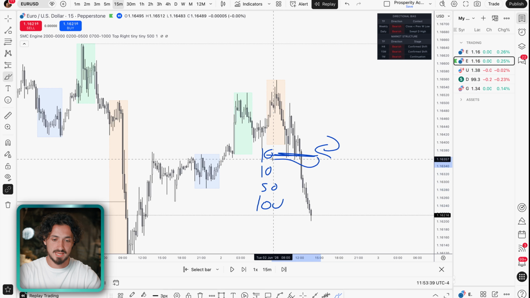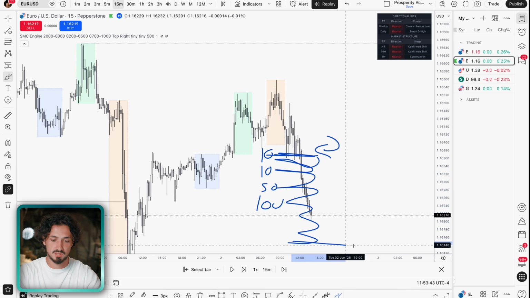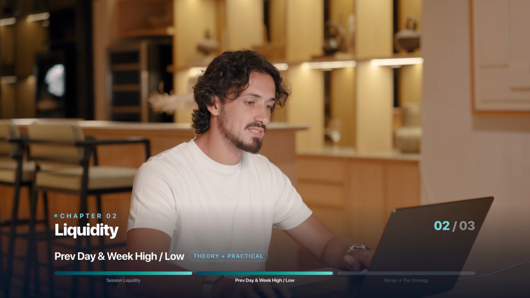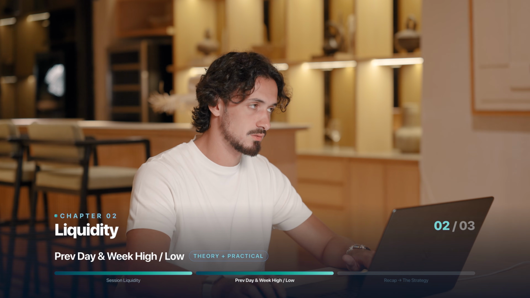Price will have to go, I'll take all of those, then I'll take those, then those, then those, then those, then those, and all of a sudden price is down here. That's just how the market works. That's session liquidity. And then we have previous day's high and previous day's low, which is quite literally simple.